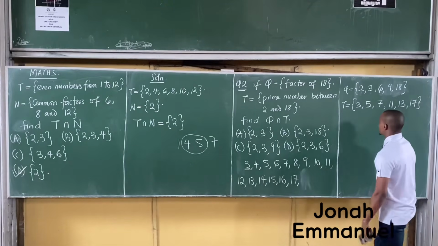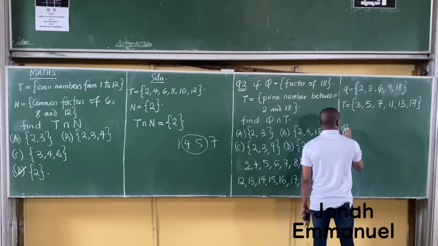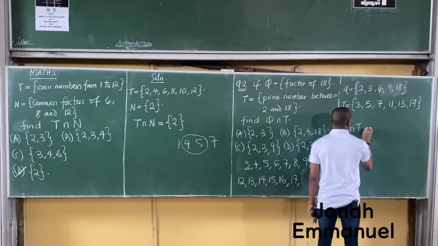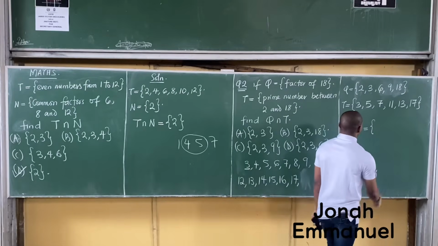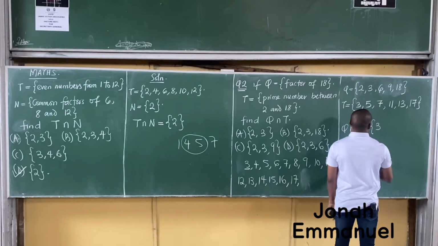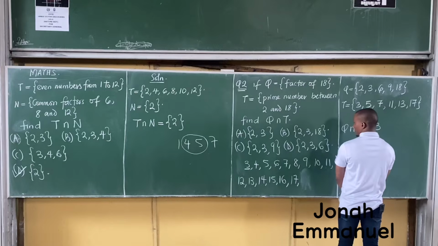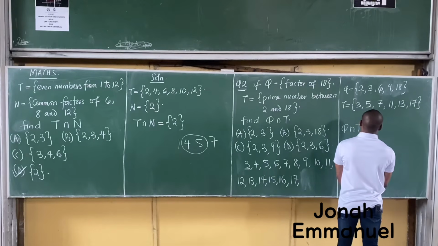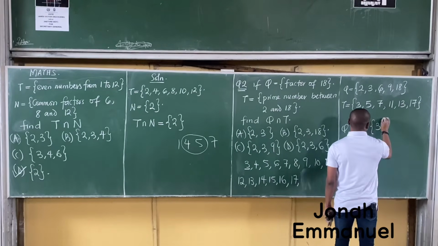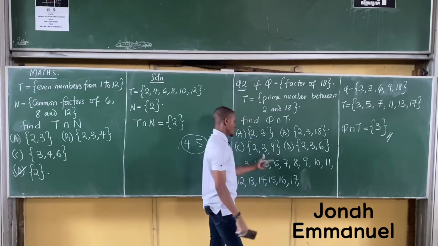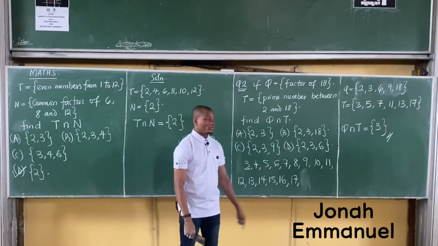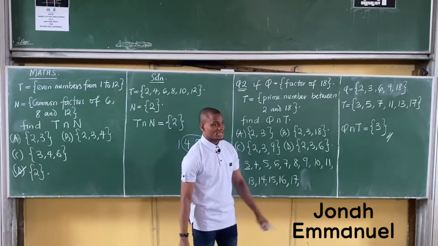Alright. The task is to find Q intersection T. What do Q and T have in common? 3. Only 3, right? Yes, so my answer is 3. Alright, so observe. It's not an assumption. That means my option was actually wrong. So the answer is what?